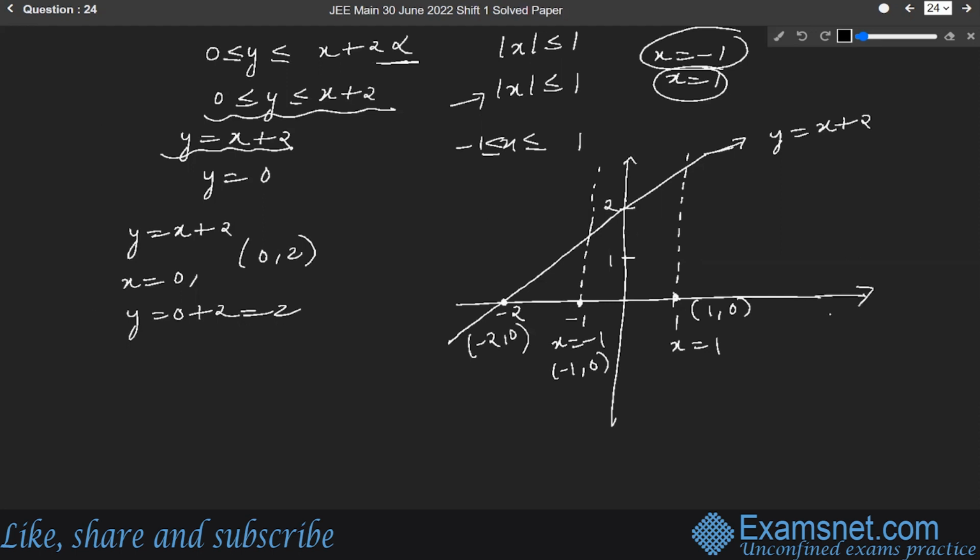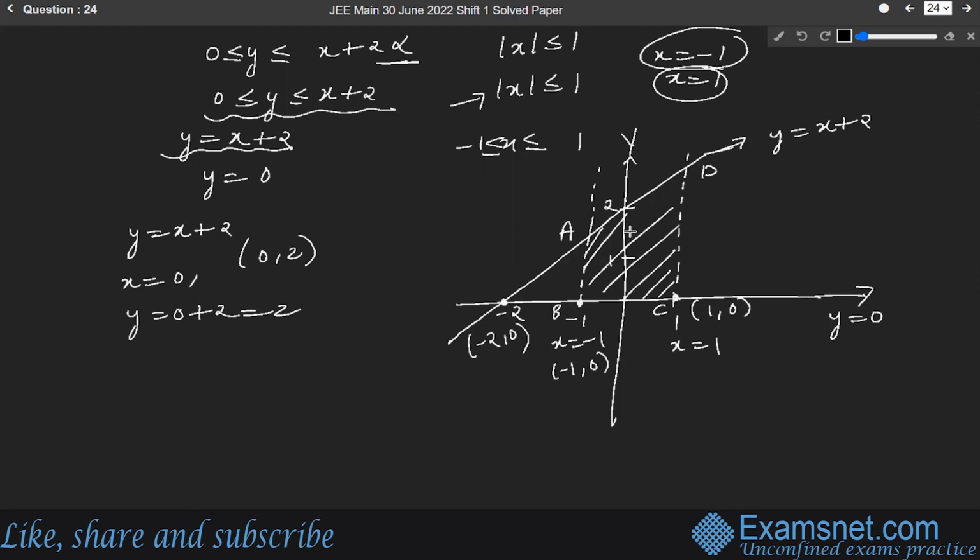And this is the line representing y is equal to 0. You can see that here all the values of y will be 0 since it is the x-axis and this is the y-axis. All right. Now, this is point A, B, C and D. This is the common region that we have to find.